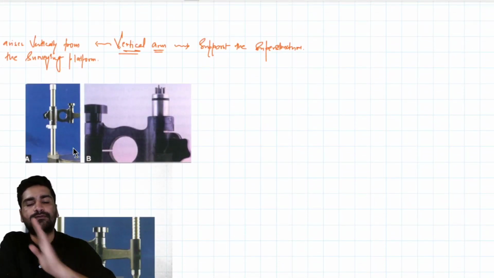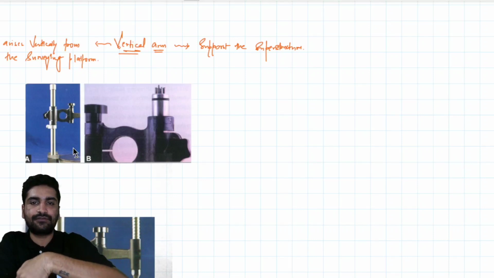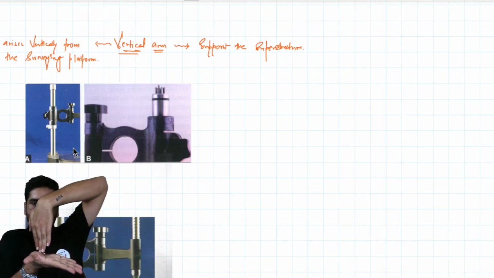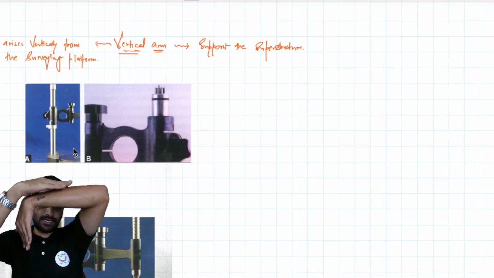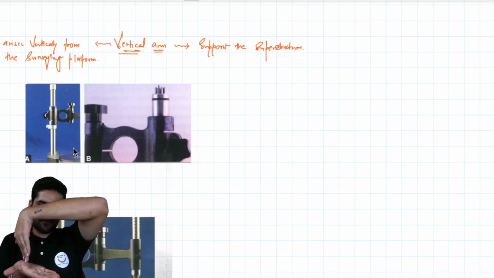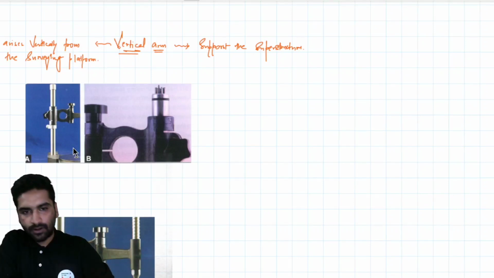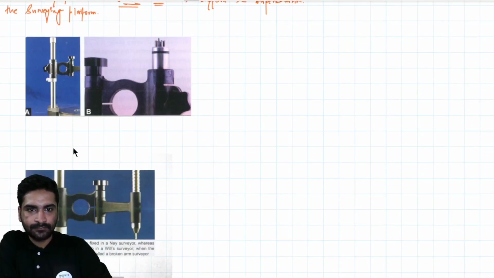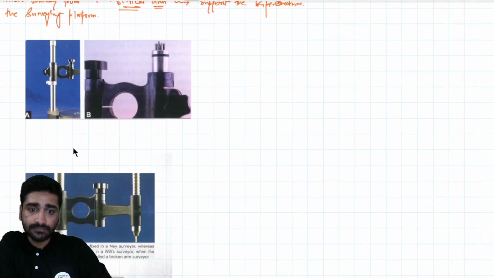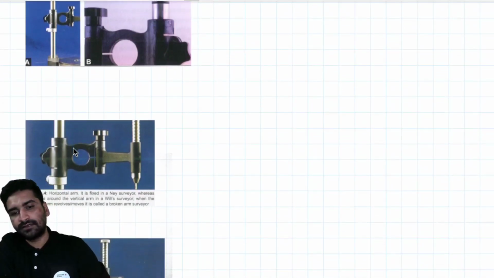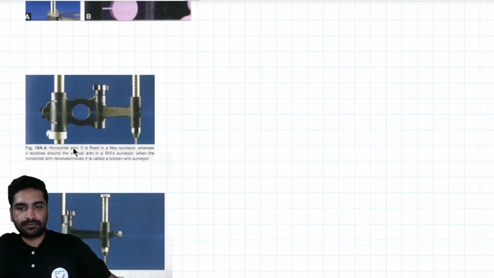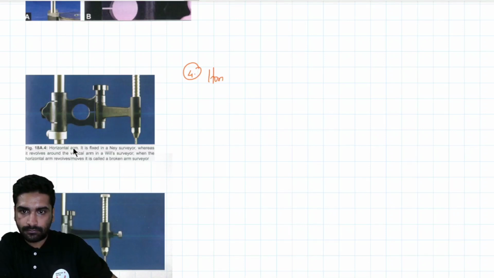Okay, so you have two things. First, your vertical arm is going to get engaged with your surveying platform like this, and then you have a horizontal arm which is extending from that vertical arm, right? Okay, so that is all about your vertical arm. Now next, the third thing, I mean the fourth part, is the horizontal arm of the surveyor.